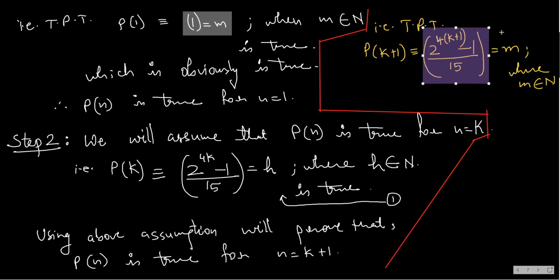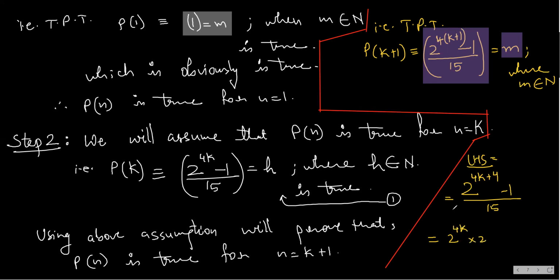And what is my aim? My aim is to end up with a natural number. So I will begin with my LHS. LHS here is 2 raised to 4 multiplied by k plus 4, minus 1, upon 15, which is 2 raised to 4k into 2 raised to 4, minus 1 upon 15.